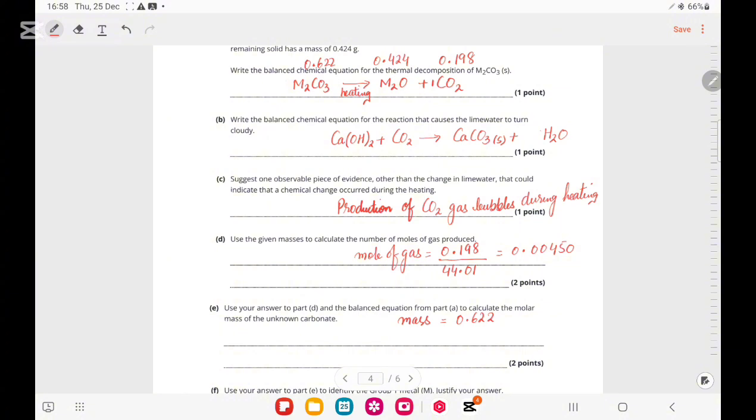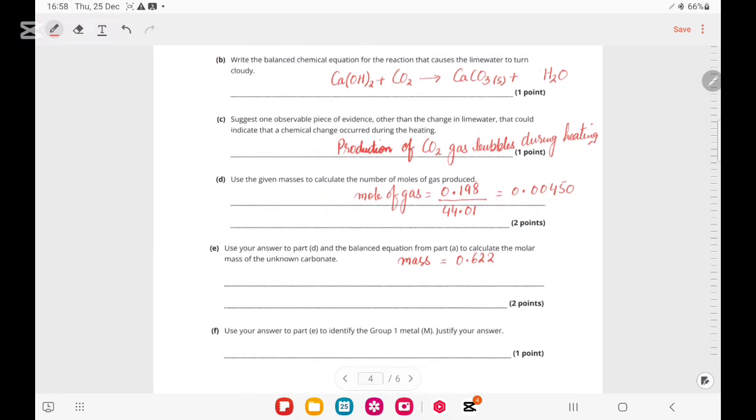This is 1, this is 1. So it is also going to have the same number of moles as the carbon dioxide gas, because the ratio is 1:1. So the moles of the carbonate is also 0.00450, and then we are going to find out the mass and molar mass, sorry.